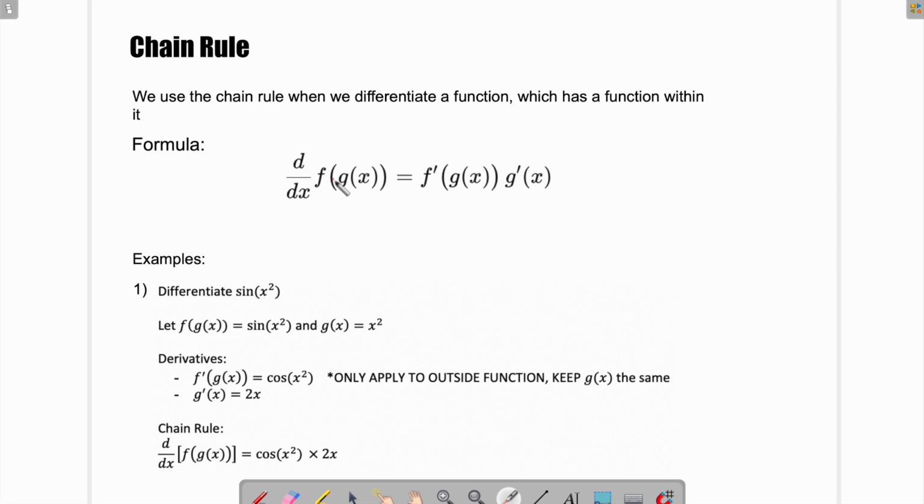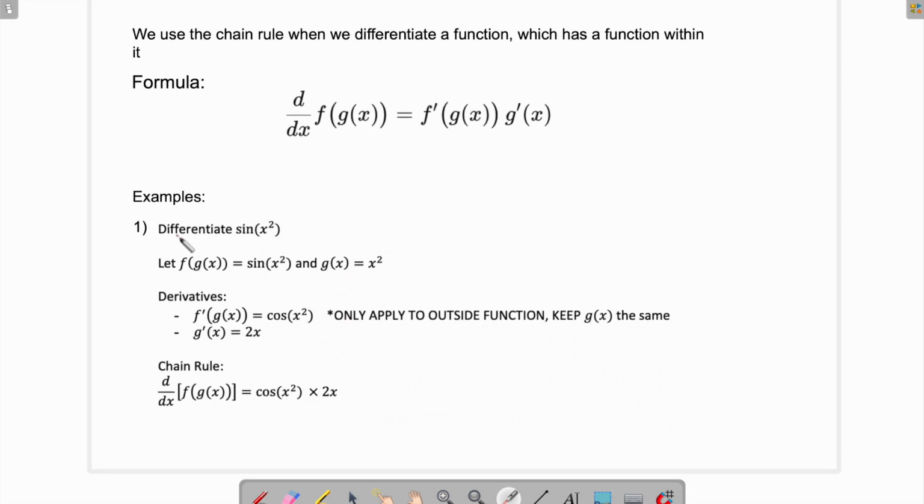We'll get into two examples to make it very clear what we mean by this. But simply, the derivative of a function which has a function within it, with respect to x, is simply the derivative of the outer function f of x, keeping the inner function the same, times the derivative of the inner function. Okay, so it may be a bit unclear, but as soon as we go into examples, I believe it will become more clear.